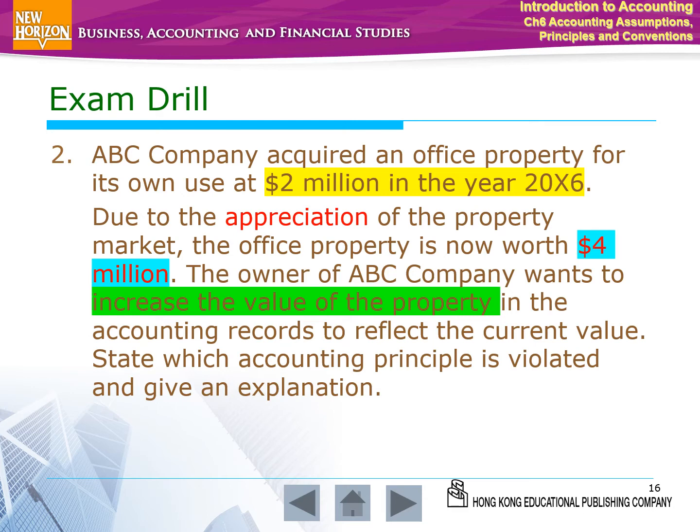The owner of ABC company wants to increase the value of the property in the accounting records, to reflect the current value. That means you as owner would like to show $4 million to reflect the current value instead of the cost that is $2 million in your financial records. But that practice is not good enough. It will violate the accounting principle. Please state which accounting principle is violated and give an explanation.